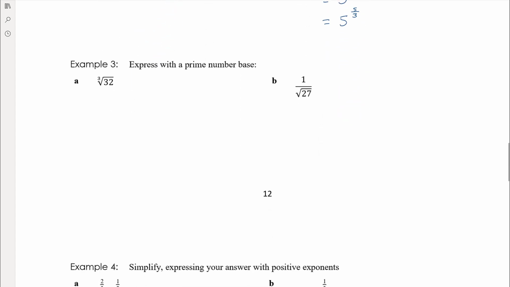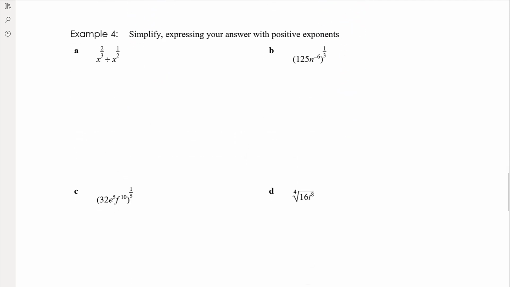Example 3, express with a prime number base. Okay, so 32 is 2 to the power of 5, and 2 is a prime number. So we've got 2 to the 5, and it's the cube root of that, so that's a power of a third, so it is 2 to the power of 5/3. 27 is 3 cubed, and 3 is a prime number, being a number divisible by only 1 and itself. So 27 is 3 cubed, and we're square rooting that, so that's a power of a half. So this is 1 over 3 to the power of 3 on 2, which means that it is 3 to the power of negative 3 on 2.